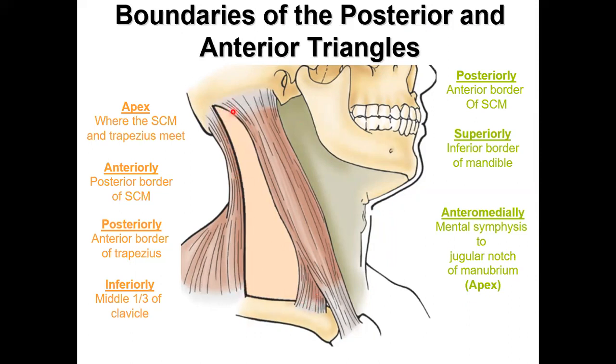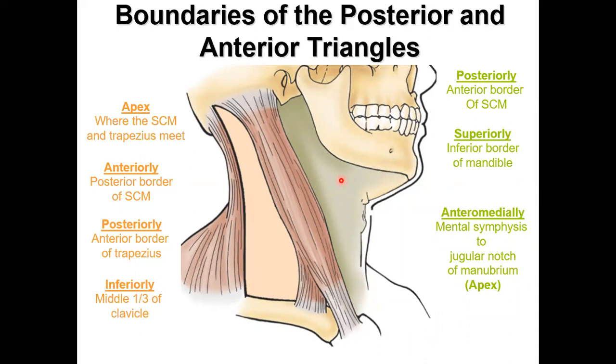For your posterior triangle, it's simpler. The boundaries for your posterior triangle are your sternocleidomastoid muscle, so the posterior border of your SCM, your trapezius muscle, that would be the anterior border of your trapezius, and then your clavicle. So this is your posterior triangle. For your anterior triangle, the boundaries are your sternocleidomastoid muscle, but now the anterior border of your SCM, your mandible, and then an imaginary midline.